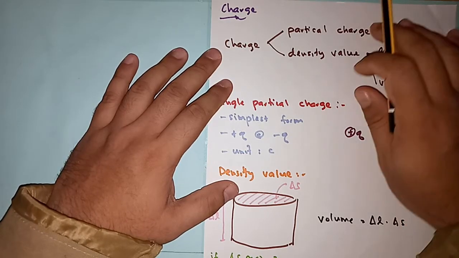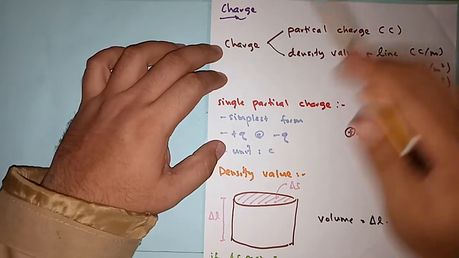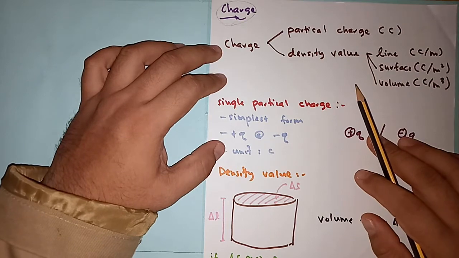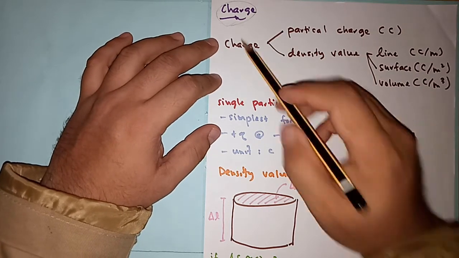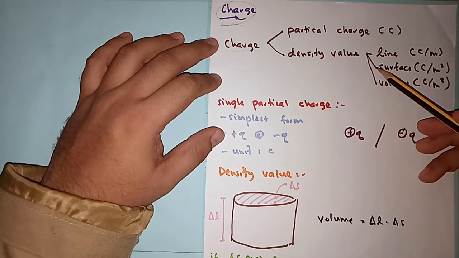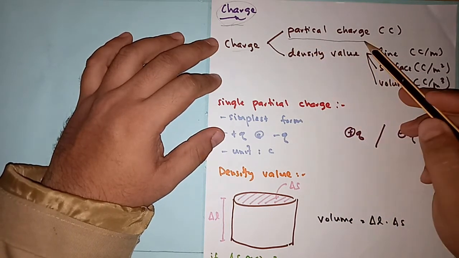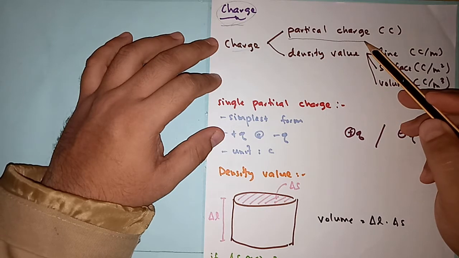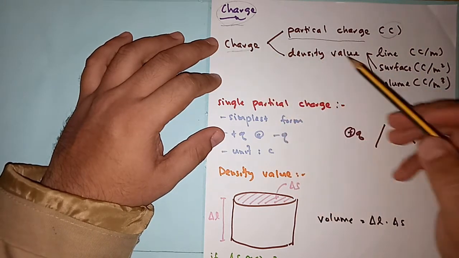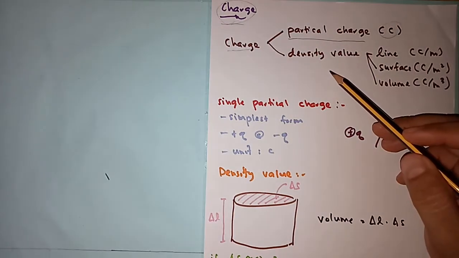Alright, so let's move to the second topic, which is charge. The electric field source comes from a charge, and the charge can be represented by using its absolute value, which is particle charge, and the unit of it is the coulomb. And the charge also can be represented by using its density value.